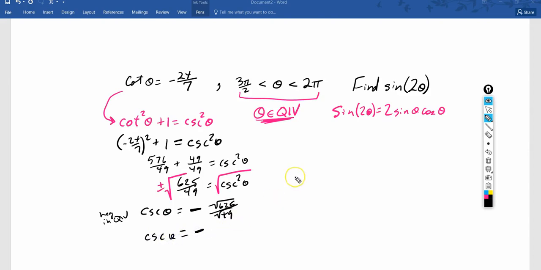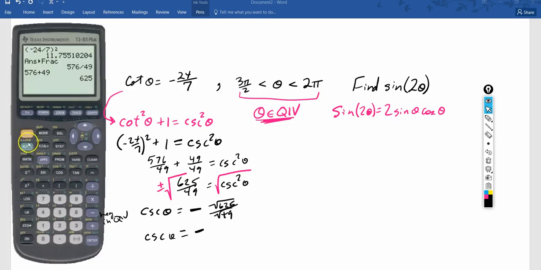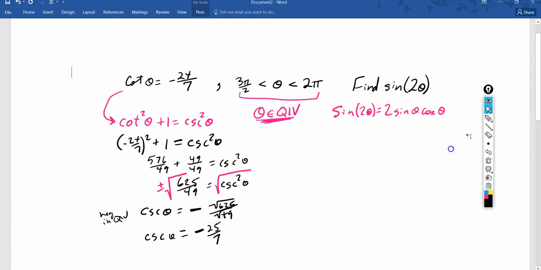So I'm going to get negative, and 625, I think that one's nice. I think it's 15, a square root, but let me see. The square root of my answer is 25. So this is going to be equal to 25, and the square root of 49 is 7. So that tells me that the sine of theta is the negative of 7 over 25.